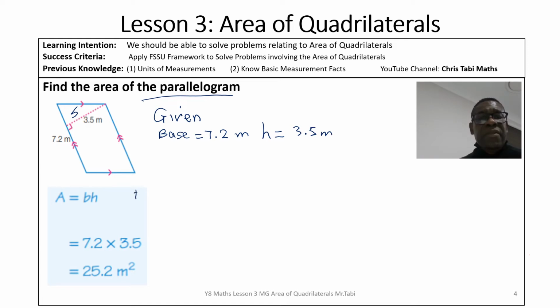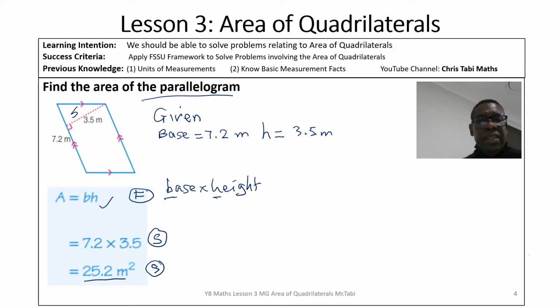So again, that's the formula, which is the base times height, using the first letters B and H. So area equals B times H. Then we do the substitution, where the B is 7.2 and H is 3.5, and that simplifies to that answer, and then the units, square meters. So the area equals that. Easy.